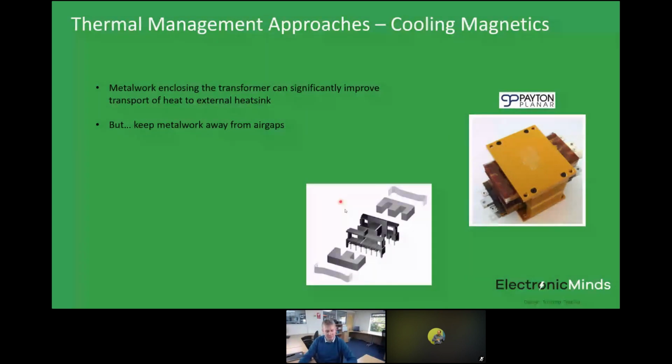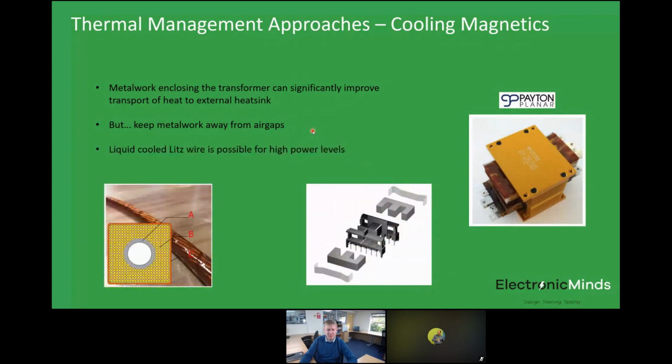I've put up an example of a traditional ETD, or maybe it's an EFD, I can't remember now, but a typical low power ferrite transformer here with clips. And there's a reason the manufacturers put the clips on these longer edges, because the metal clip is away from where any air gap might be formed in the middle. If they had the clips on the outer side and there's an air gap in the middle, you would start putting significant dissipation into that metal clip. So cooling magnetics like this with metal jackets can be very effective, but be very, very careful with air gap positioning.